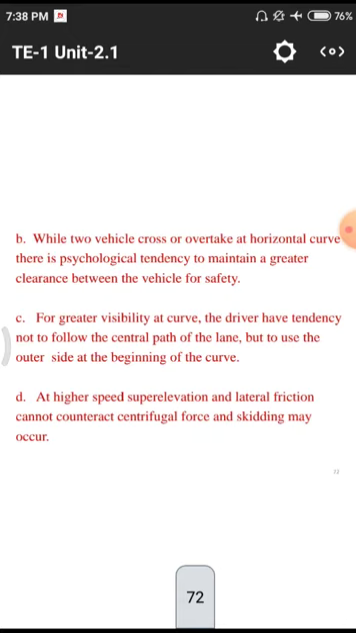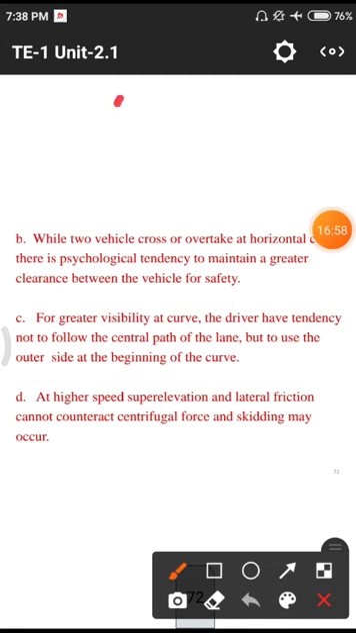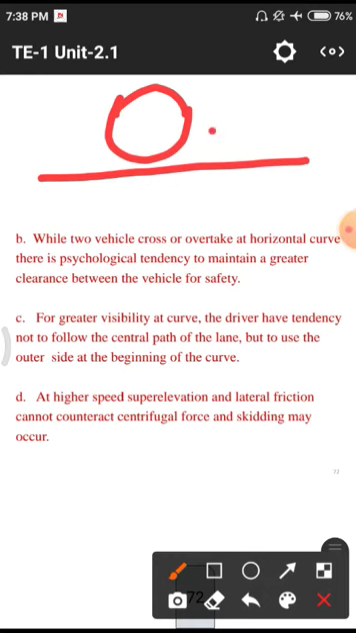And the next point is that at higher speed, super elevation and lateral friction can't counter the centrifugal forces and skidding may occur. This is the main point we are discussing from the first class. At higher speed, that means whenever the vehicle is moving with a higher speed on a particular stratum, that means the profile of a road, the lateral friction can't counter the centrifugal forces. Lateral friction means the friction between tire and pavement. Once again, this is the tire, this is the pavement. There may be some friction value f.